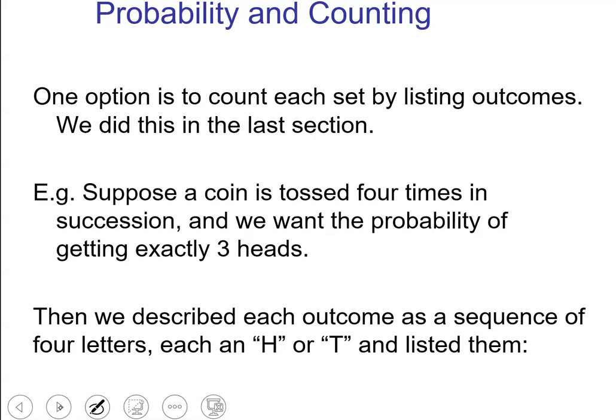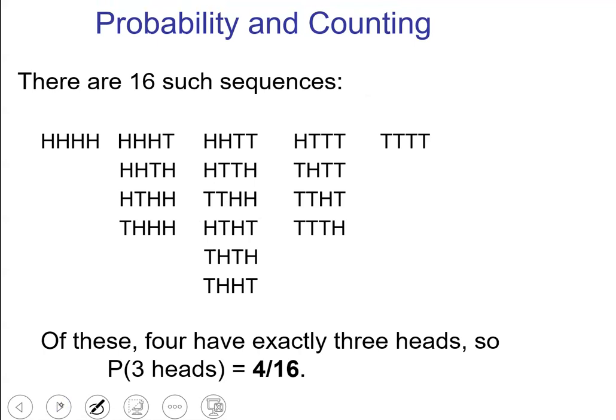For example, let's take a look at a coin. It's tossed 4 times in succession, and we want the probability of getting exactly 3 heads. So we can actually list this all out. I'm going to use H for heads, T for tails, and here are all the sequences I can get, from our extremes, all heads to all tails, and then everything in between.